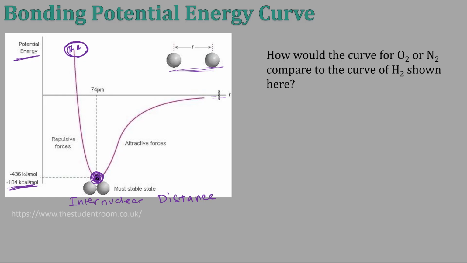Now, if we were to compare a curve for oxygen or nitrogen gas, oxygen would look like this if we were to draw the Lewis structure, and then we have nitrogen.